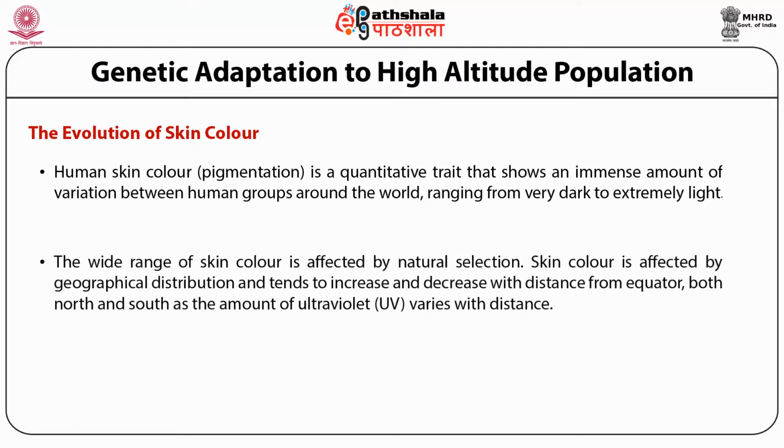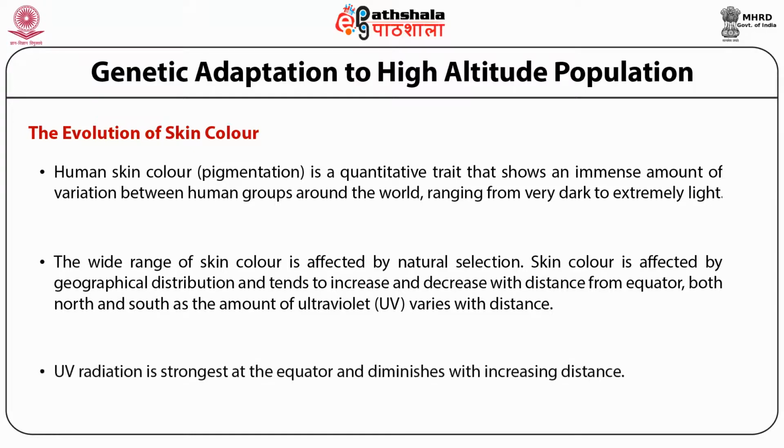The wide range of skin color is affected by natural selection. Skin color is affected by geographical distribution and tends to increase and decrease with distance from the equator, both north and south, as the amount of ultraviolet varies with distance. Ultraviolet radiation is strongest at the equator and diminishes with increasing distance.